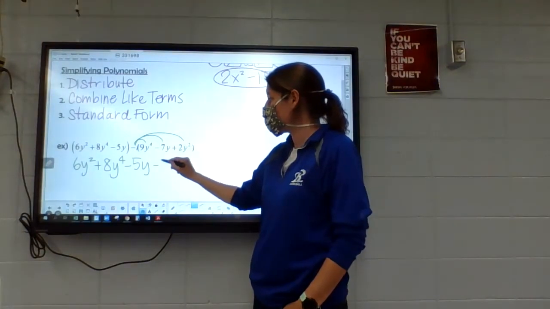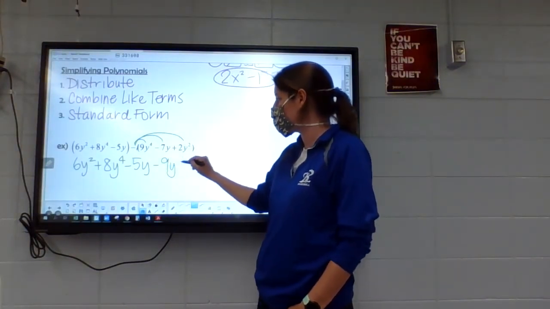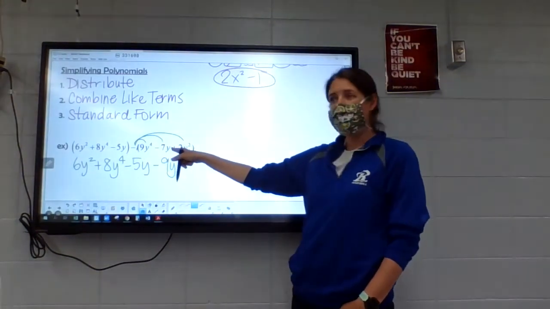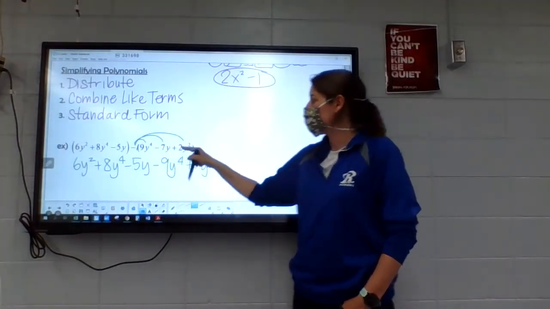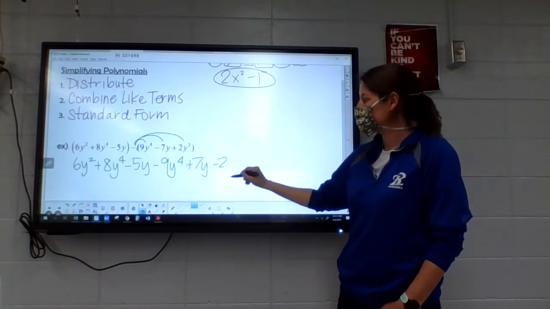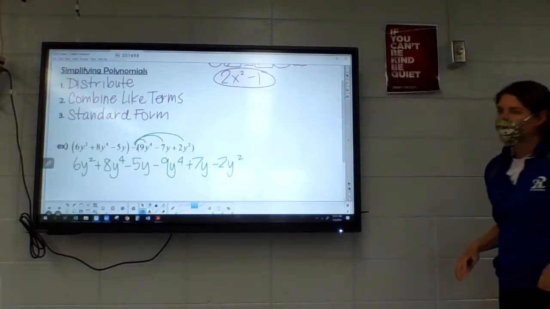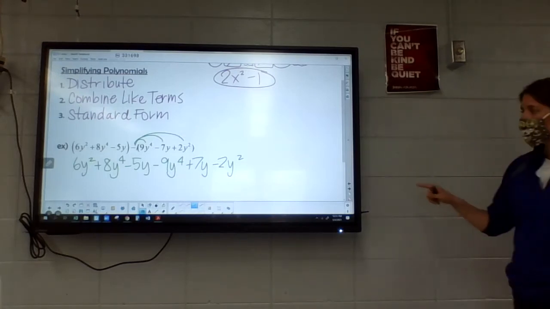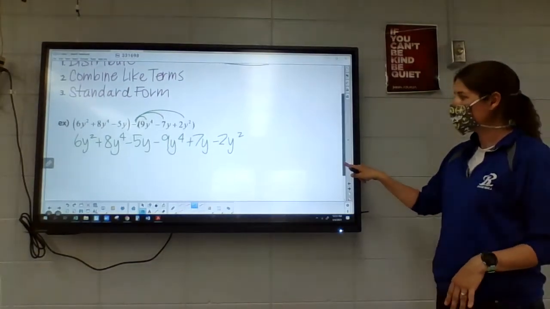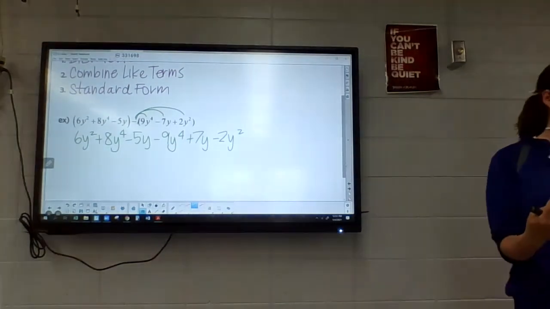Because now that's going to become a negative 9y to the 4th. It's going to become a positive 7y, right? Two negatives. And then a negative 2y to the 2nd. So I just rewrote that so that I have all the signs correct now. And again, I want to kind of do standard form as I'm doing this as well.